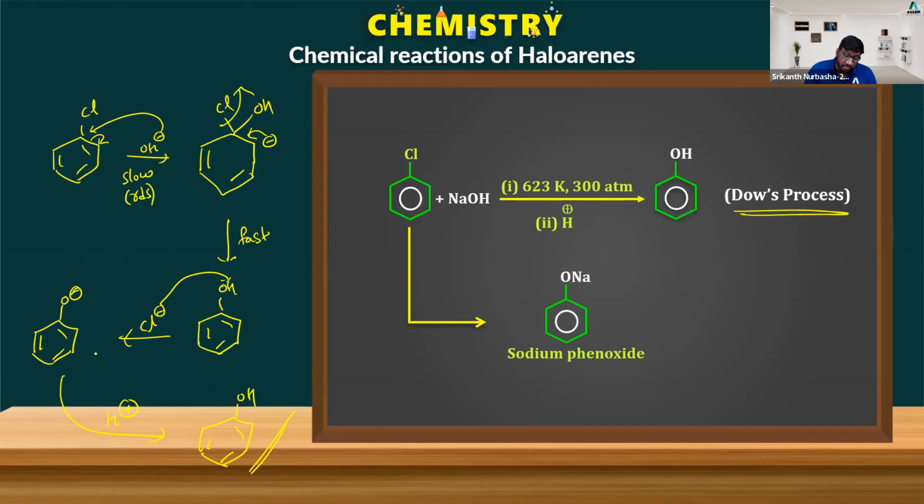First, you will be getting sodium phenoxide if you only treat with the first process, that is NaOH. You are getting phenoxide, which will have an electrostatic force of attraction with the Na plus ion, sodium phenoxide. And that sodium phenoxide upon acidification forms phenol. So this is nothing but your Dow's process.